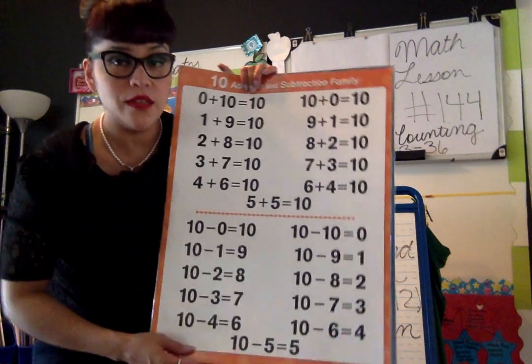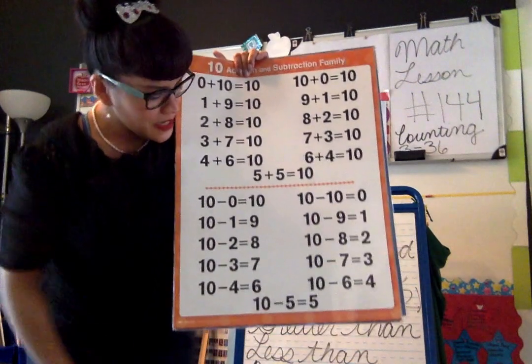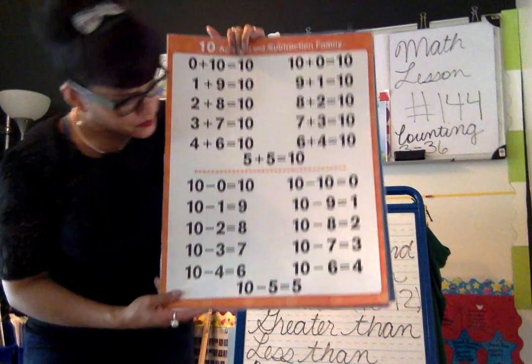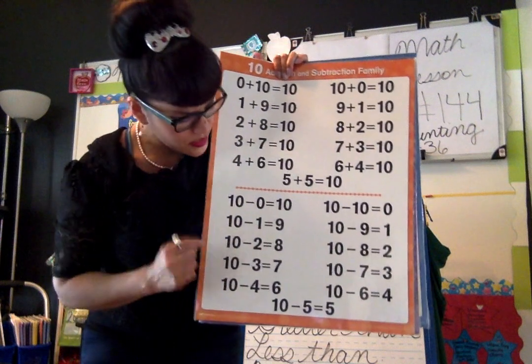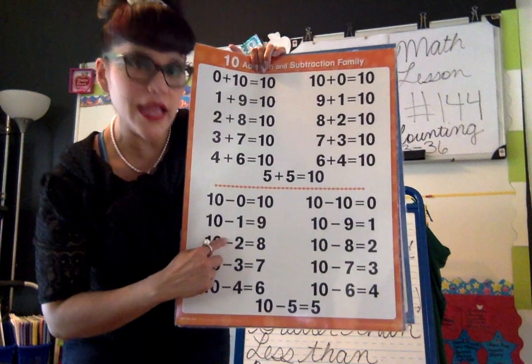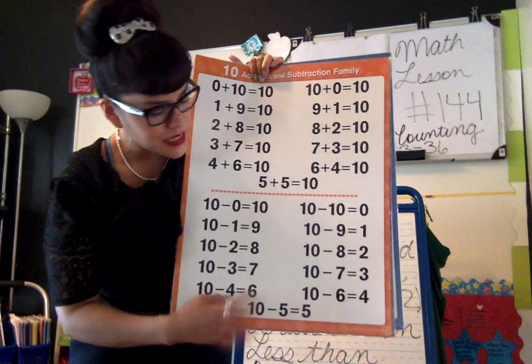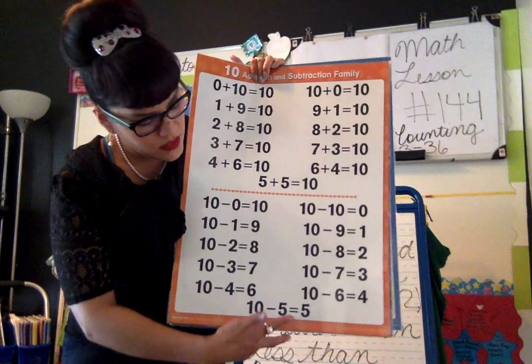Go ahead and take a deep breath. Let it out. I know it's tiring, right? Okay, ready to go over subtraction? All right, 10 minus 0 is 10. 10 minus 1 is 9. 10 minus 2 is 8. 10 minus 3 is 7. 10 minus 4 is 6. 10 minus 5 is 5.